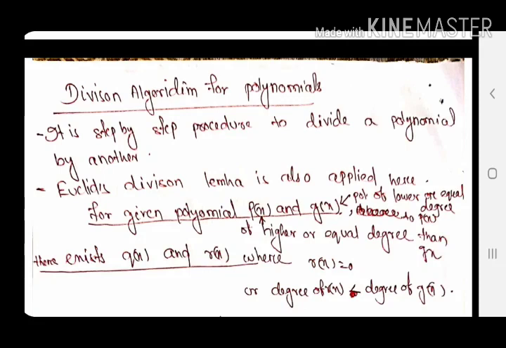So welcome to the third class of polynomials. In earlier classes we have discussed the polynomial, the quadratic equation, its zeros, and their relation with coefficients, and today we will discuss the division algorithm for polynomials.